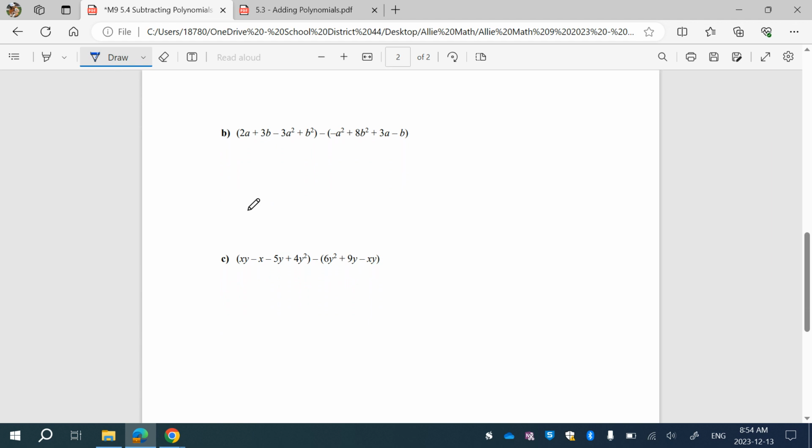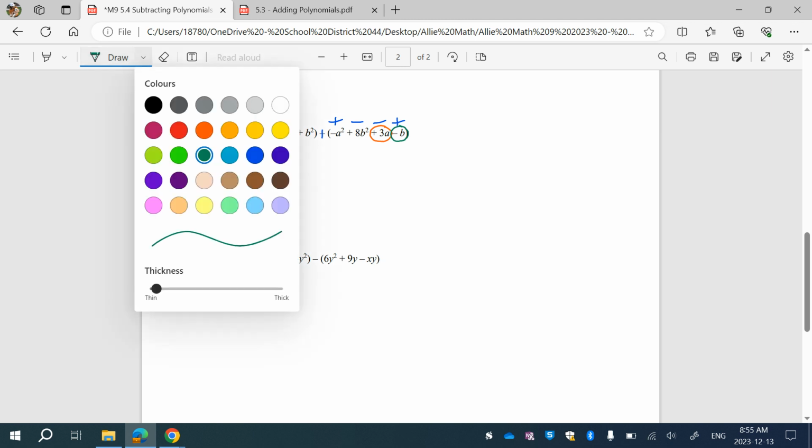Okay, so first let's look at changing the symbols on everything inside this bracket. So this is going to become positive, that's going to become negative, that's going to become negative, that's going to become positive. And then let's also look at our like terms. So we've got a 2a here. Any other a's? Yeah, we've got a 3a right there. Okay, next we have a 3b. Any b's in here? Yeah, we've got a negative b. Well, it's going to be a positive one.